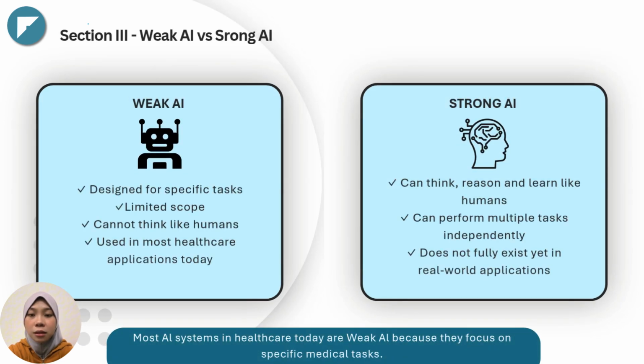Next is section 3, which is weak AI versus strong AI. As you know, weak AI and strong AI have a big comparison. Weak AI is designed for a specific task, has limited scope, and cannot think like a human, but it is used in most healthcare applications today. However, strong AI can think, reason, and learn like a human. It can perform multiple tasks independently. However, this system does not fully exist yet in real-world applications.